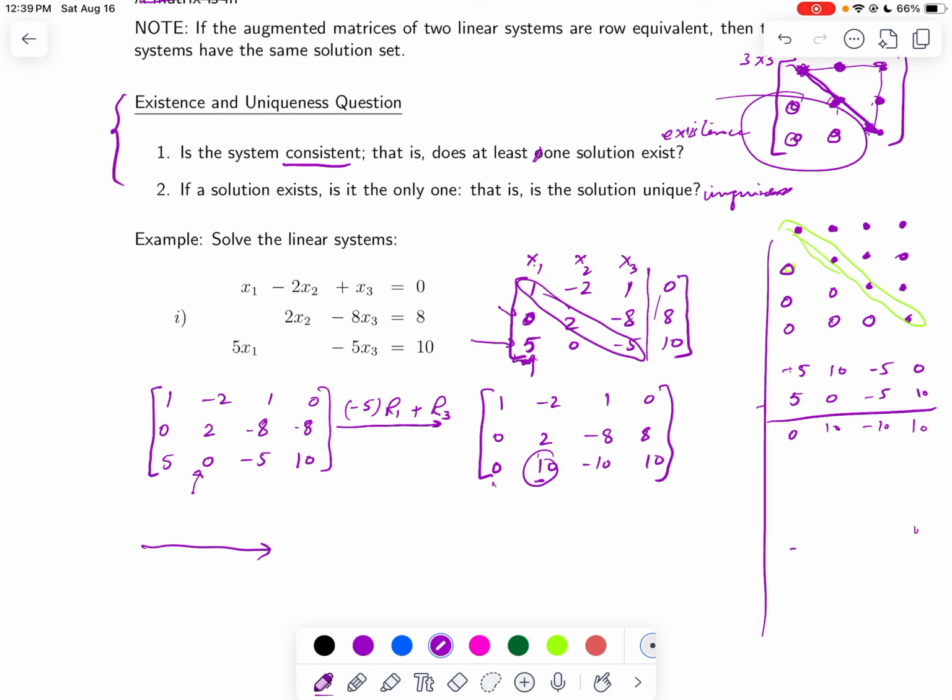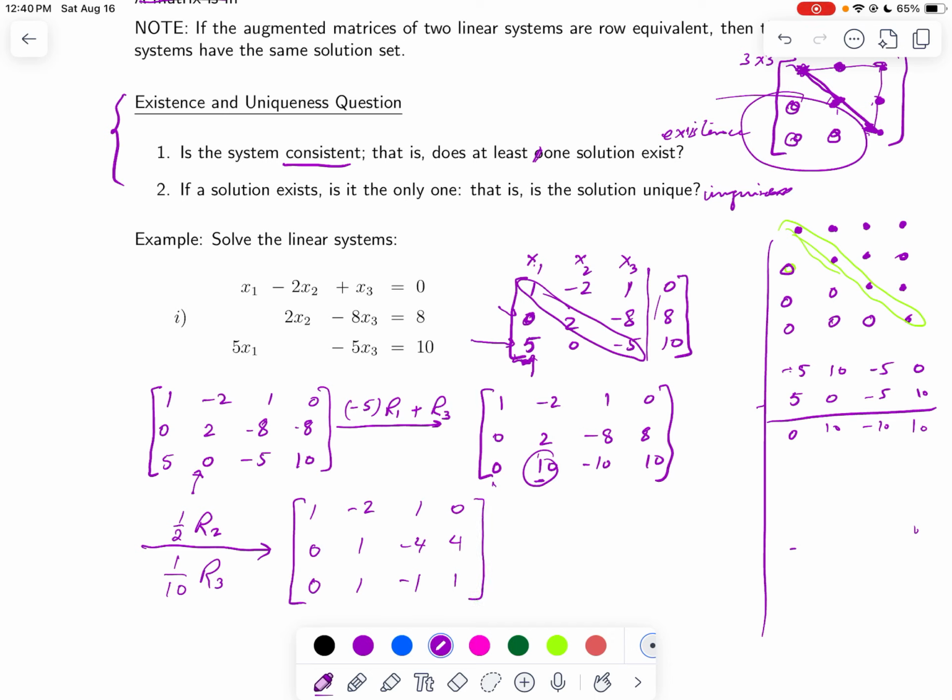I can write it like this, 1/2 R. And also we can multiply the third row by 1/10. We can do these 2 steps in one go. Did I do anything to my first row? No, nothing, so it will remain the same. The second row will become 0, 1, negative 4 and 4. And the third row will become 0, 1, negative 1 and 1.